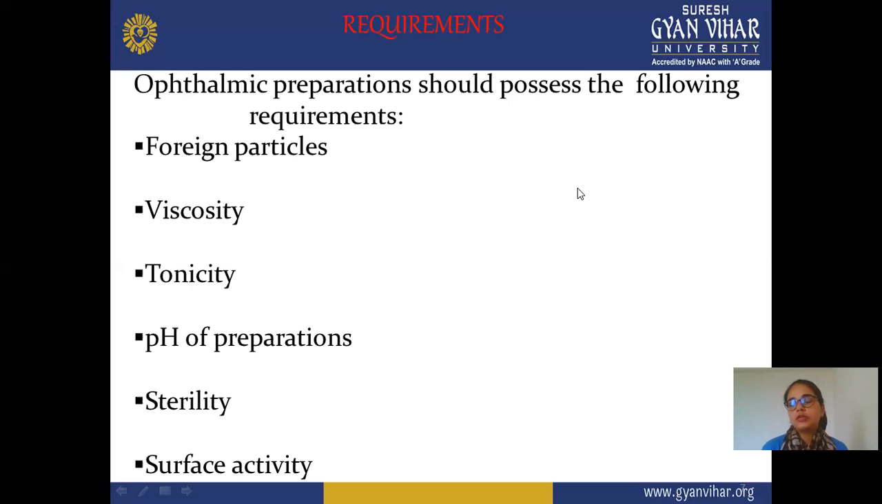And you should prepare this isotonic solution with the help of 0.9% sodium chloride. Tonicity should be maintained according to your eye requirement. Next is the pH of the preparation. You should prepare your formulation according to the pH of the eye, because if it's not according to the eye's requirement, it may cause irritation or maybe damage to the eye. So these eye preparations should be sterile and the pH should be maintained.